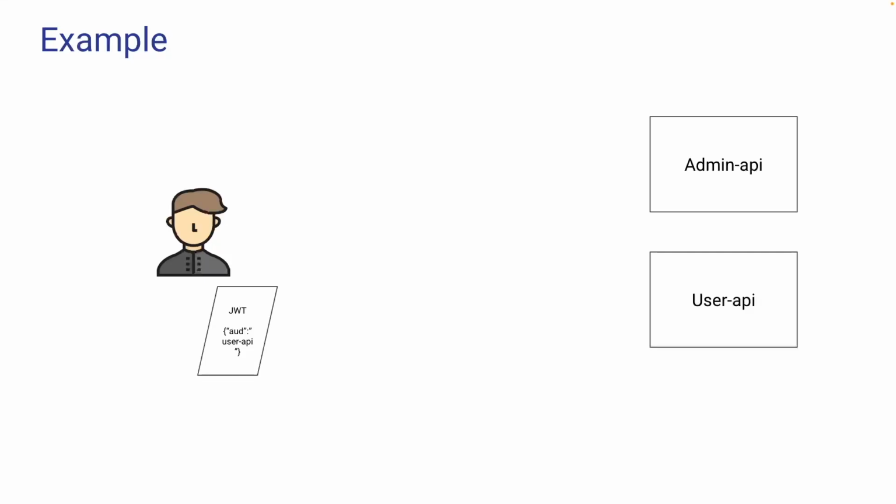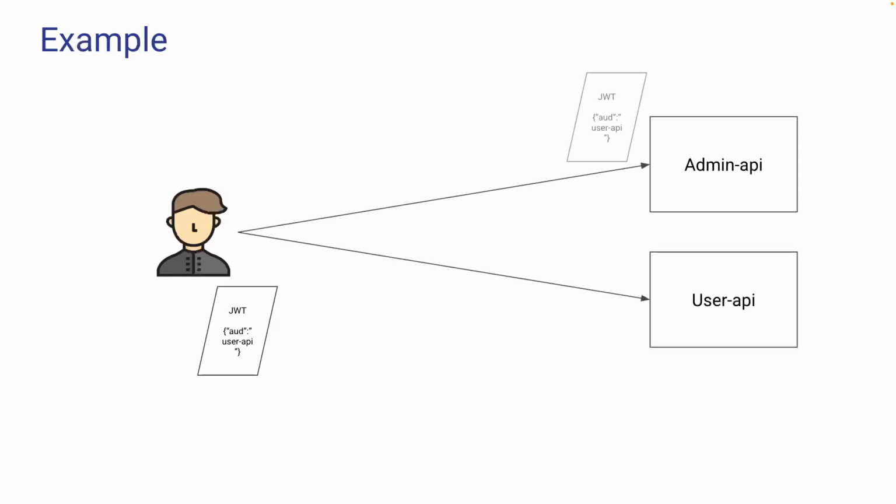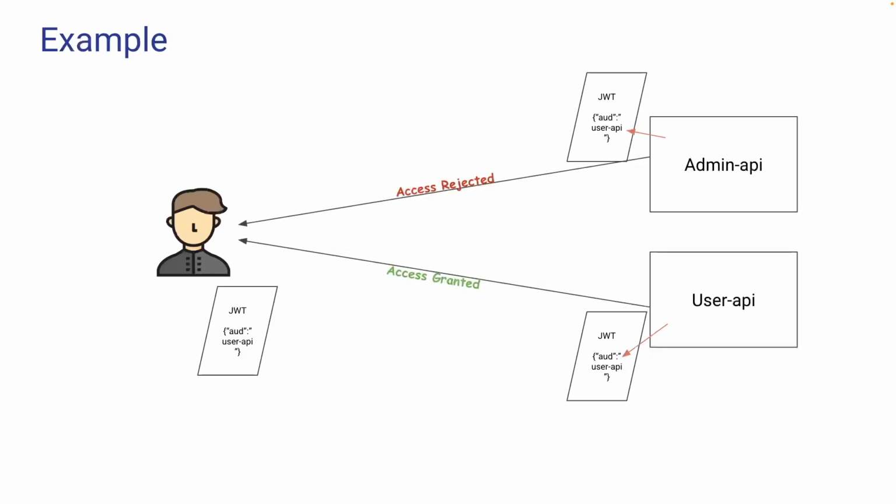Consider there are two API services, User API and Admin API. Both are part of the same application, and there is a user having a JWT token where the audience field is set to User API. If the user sends the request to both the microservices and passes the same JWT token, both the API services verify the audience claim before accepting the token. If the audience field does not match the expected value, the token is considered invalid and the request is rejected.